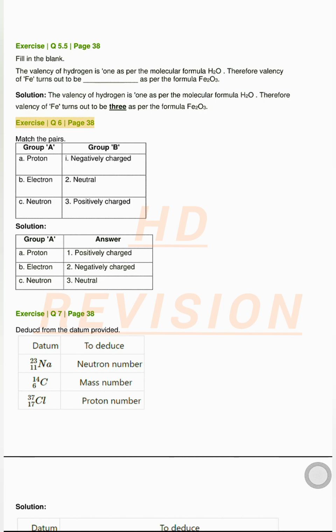Exercise Q 6, page 38: Match the pairs. Group A: A. Proton, B. Electron, C. Neutron. Group B: 1. Positively charged, 2. Negatively charged, 3. Neutral. Solution: A. Proton, 1. Positively charged. B. Electron, 2. Negatively charged. C. Neutron, 3. Neutral.